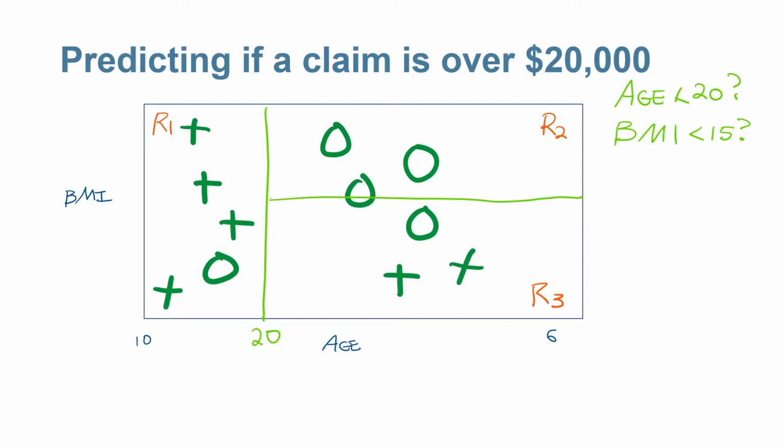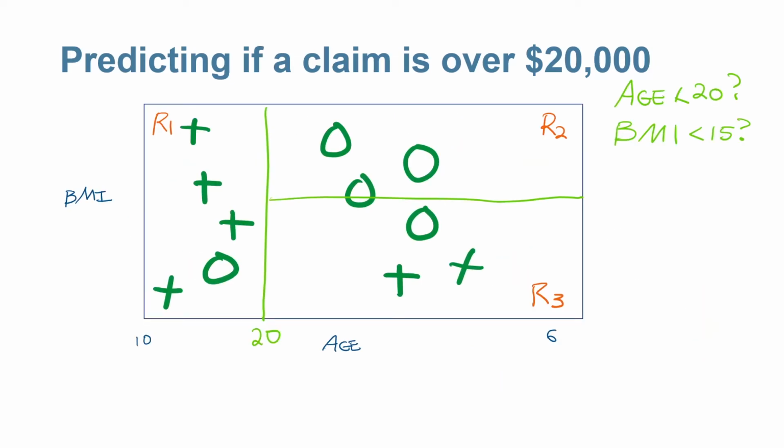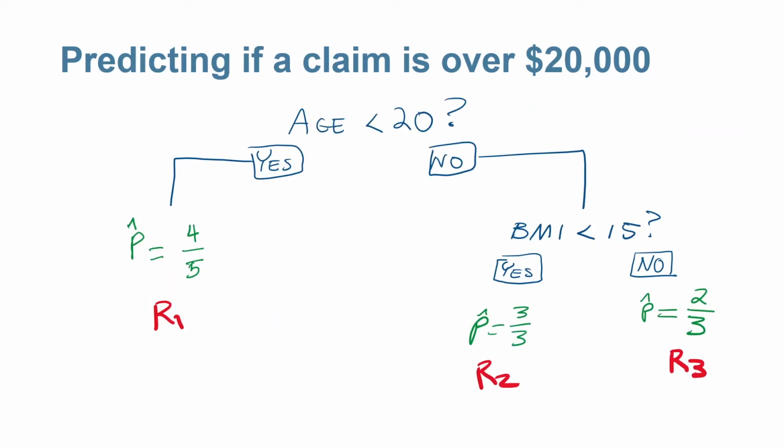Then let's label these R1 for region 1, R2, and R3. If you then look at the decision tree, you can see what the predictions would be for each region. For R1, you at first ask, is age less than 20? And if yes, the predicted probability is 4/5. This is because 4 out of 5 of the points are X's. The same is true for R2 and R3.